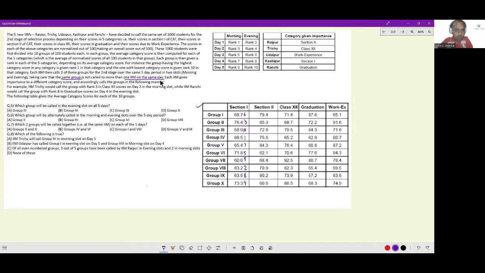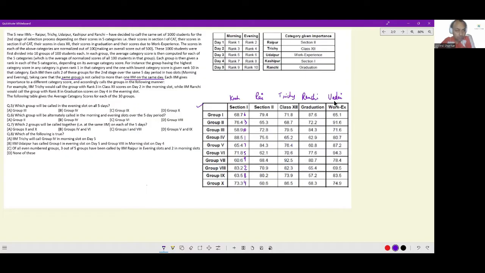Each IIM gives importance to a different category score and accordingly calls the groups in the following manner. Okay. Who gives importance to what? Section 1 is with Kashipur. Section 2 is with Raipur. Class 12 is with Trichy. Graduation is with Ranchi. And work ex is with Udaipur. Spelling is of course wrong.